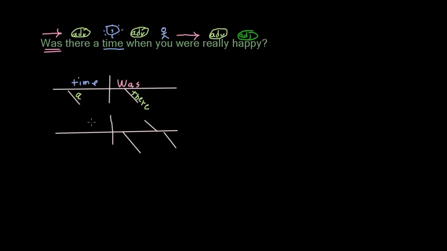Our subject in our relative clause is you. The verb is another past tense of the verb to be. You were. And our subject complement, the predicate adjective, happy, behind the slanted line. How happy were you? Really happy.